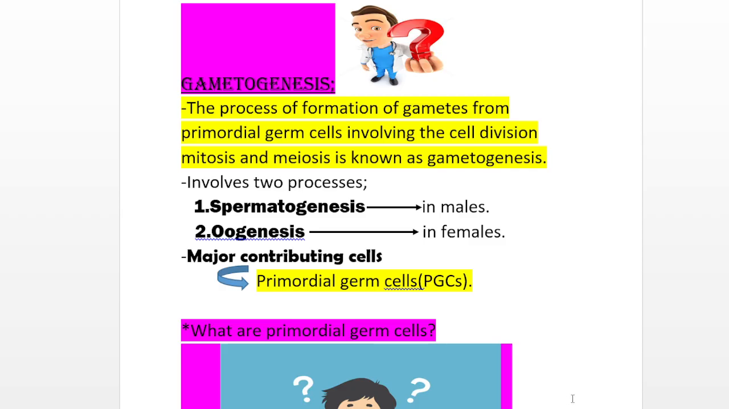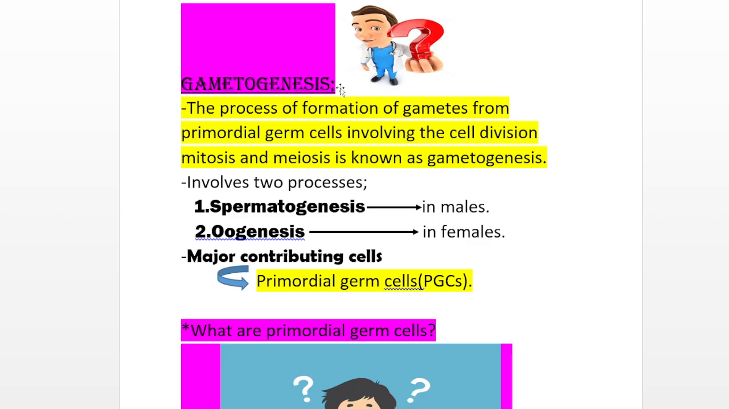Now, what is gametogenesis? Gametogenesis is the process of formation of gametes from the primordial germ cells, involving cell division, mitosis and meiosis. So gametogenesis is actually the formation of gametes, that is spermatozoa in males and ova in females, from the primordial germ cell involving cell division, mitosis and meiosis.